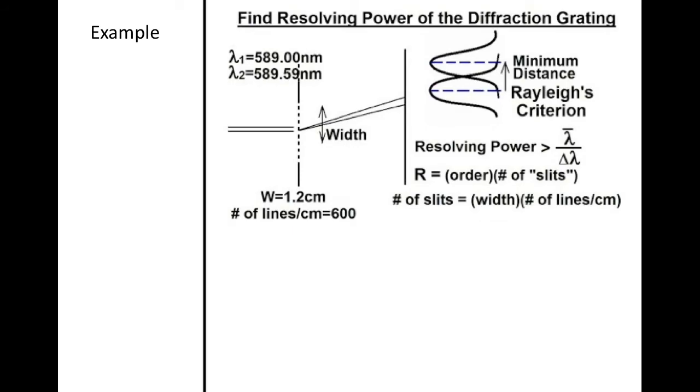We know Rayleigh's criterion states that the only way we can distinguish the two central maxima and images is if the first maximum coincides with the minimum of the second pattern. This would be the minimum separation distance. If the central maxima were further apart, we would continue to have resolution. So, the resolving power R must be greater than the average of the two wavelengths divided by the difference in the wavelengths, delta lambda.